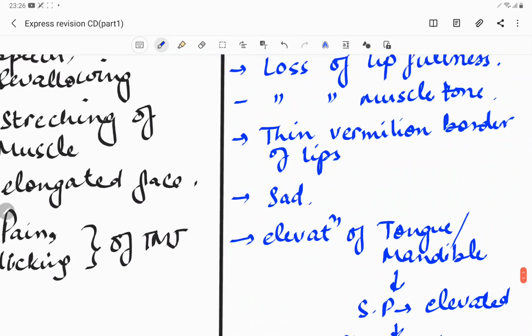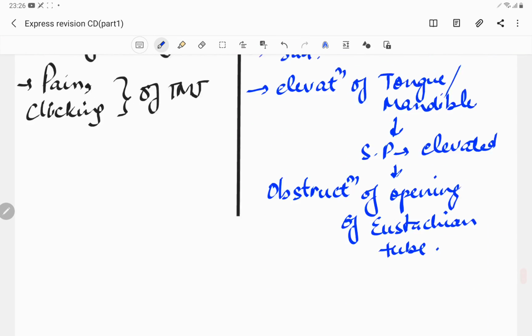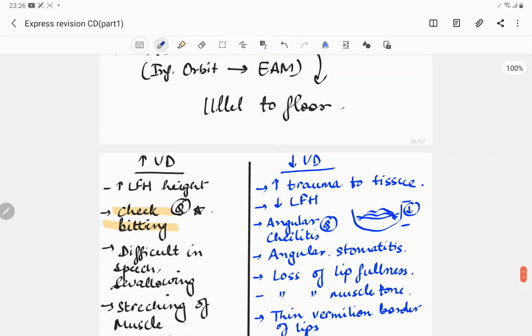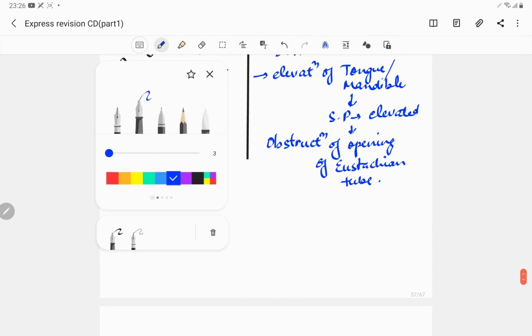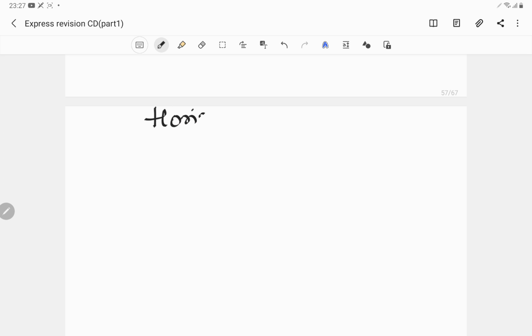Right. So this is about what happens if we decrease the vertical facial height, if we decrease the vertical dimension of occlusion. So this is the difference: what happens if we increase the vertical height, and what happens if we decrease it. Now talking about the horizontal jaw relation, we have covered the orientation, in that we have covered the face bow, and the vertical. Now for the horizontal jaw relation, we are going to cover the centric relation.